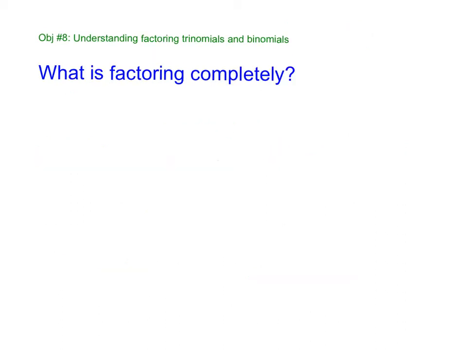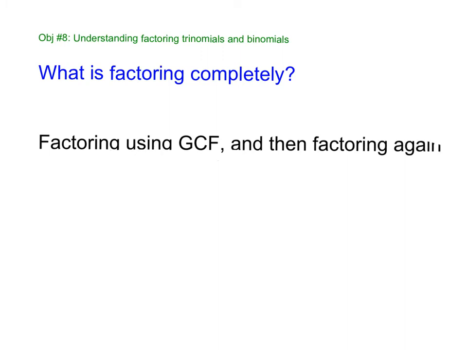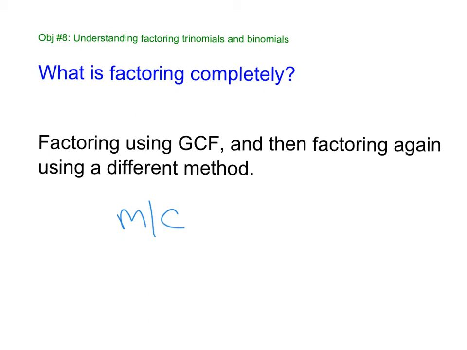Okay, so now we have one more vocabulary term, and that's factoring completely. Factoring completely is when you have to factor twice. We always start with a GCF first, and then we factor again using one of the other methods, so either the MC chart or dots. It depends on the problem. So factoring completely, you always start with a GCF, but then you have to look at what's left over and factor again.